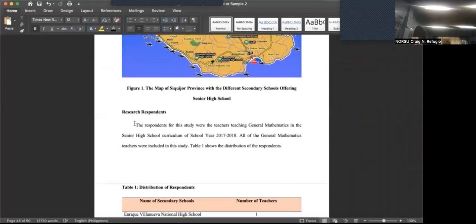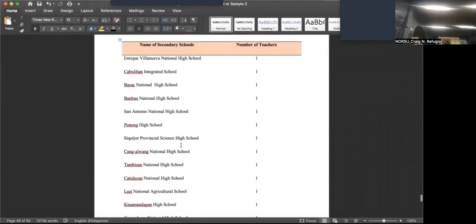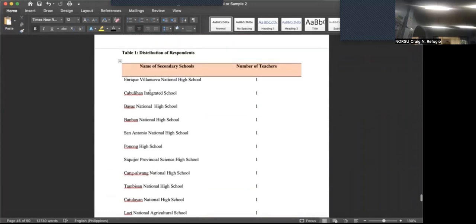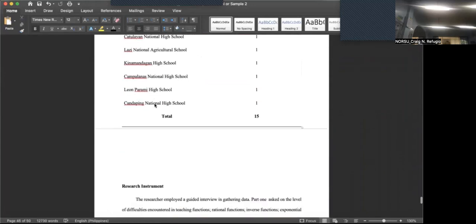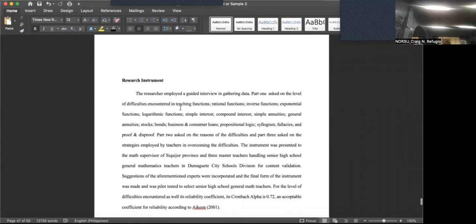Next, research respondents. I want you to have a breakdown of your respondents. I want you to have also Table 1, distribution of your respondents. So follow the format for Table 1.